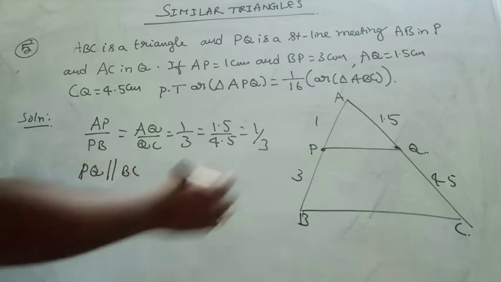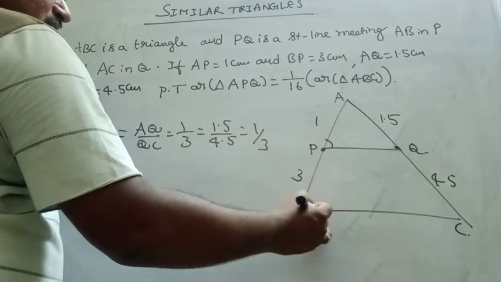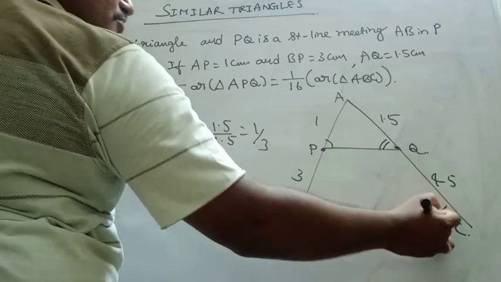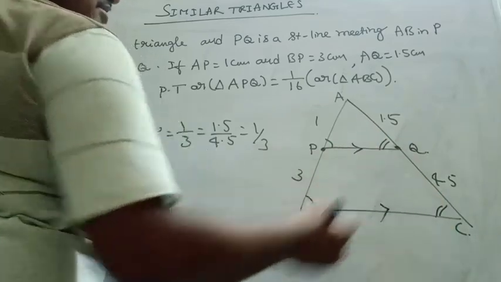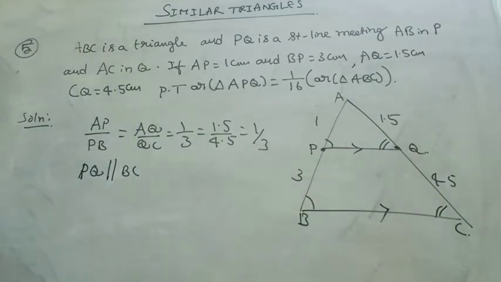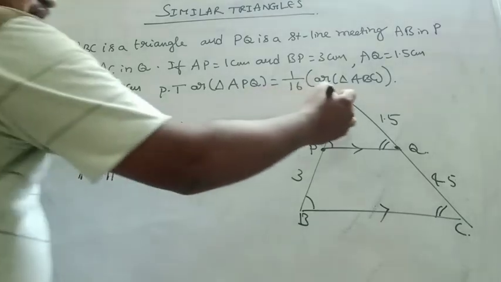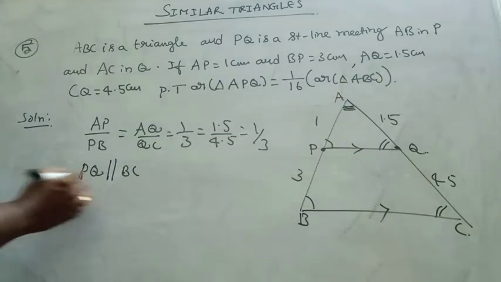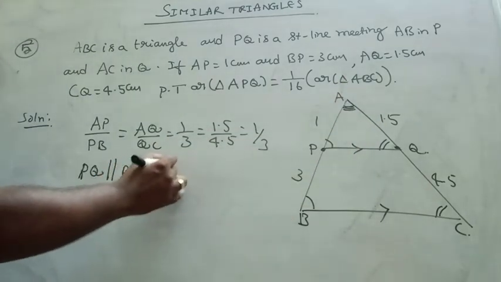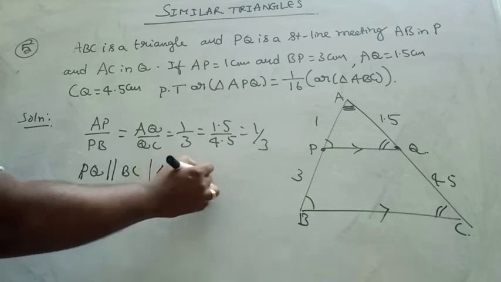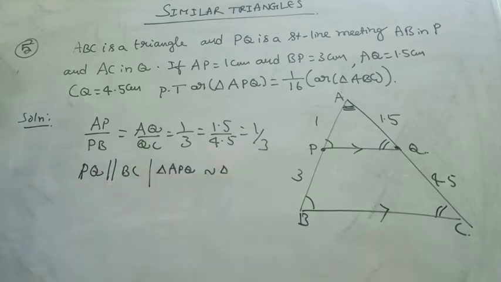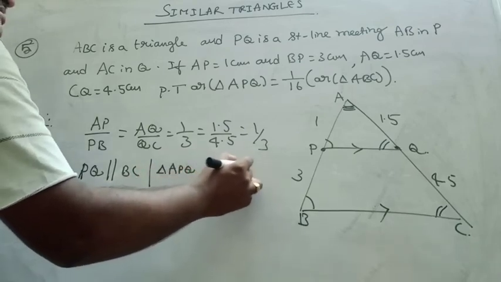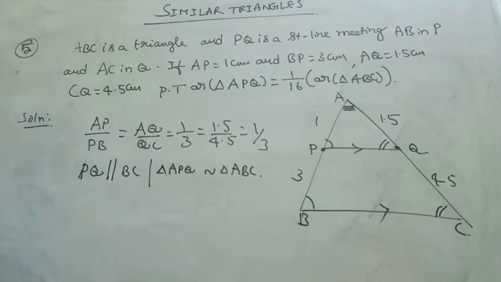Once this is parallel, you know that corresponding angles are equal. This angle equal to this angle equal to this angle. PQ is parallel to BC. Once this is parallel, my dear students, you know that this is the common angle for both the triangles. What we can say is that triangle APQ is similar to triangle ABC like this. Triangle APQ is similar to triangle ABC, right?